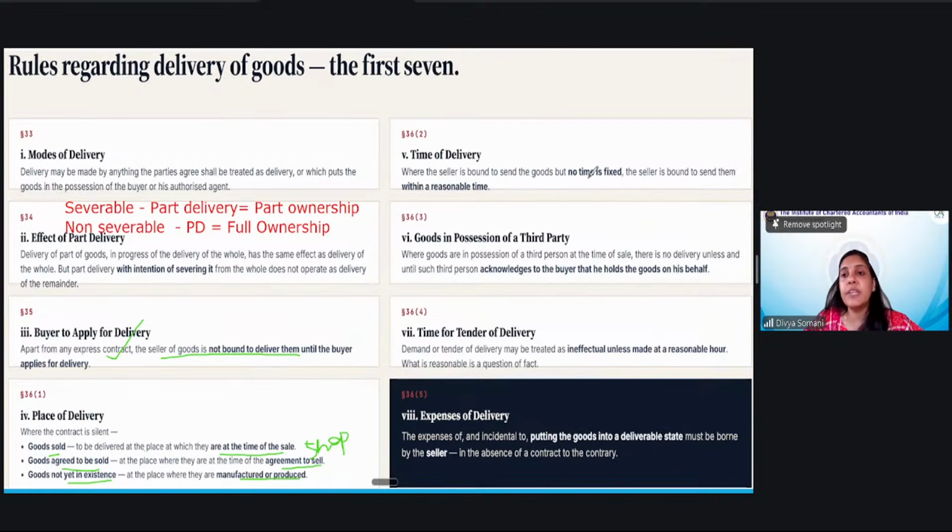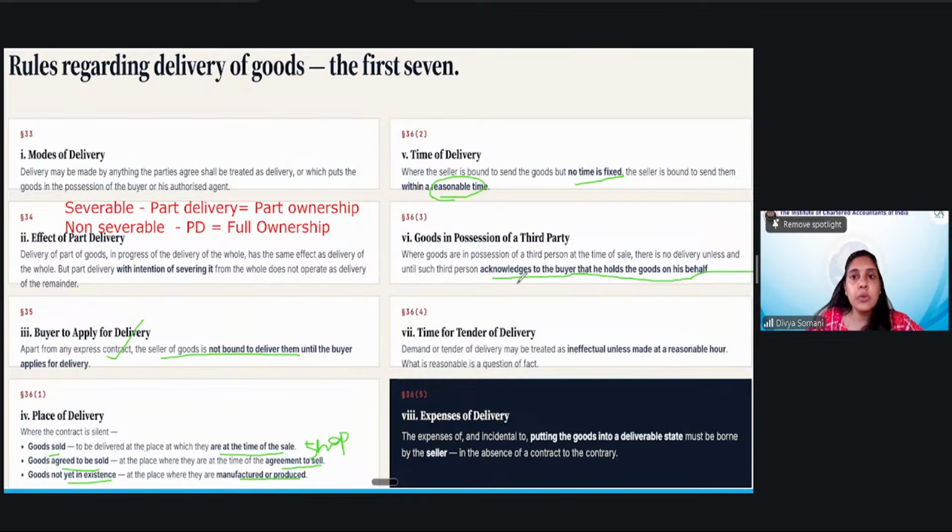Next, what is the time of delivery? If no time is fixed, reasonable time will be taken. Normally, the buyer and seller will fix the time, and if they do not fix that time, then reasonable time will prevail. Goods in possession of third party. So if your friend or your agent has the goods on your behalf, then in that case, delivery will be assumed to be complete when he acknowledges to the buyer that he holds the goods on his behalf.